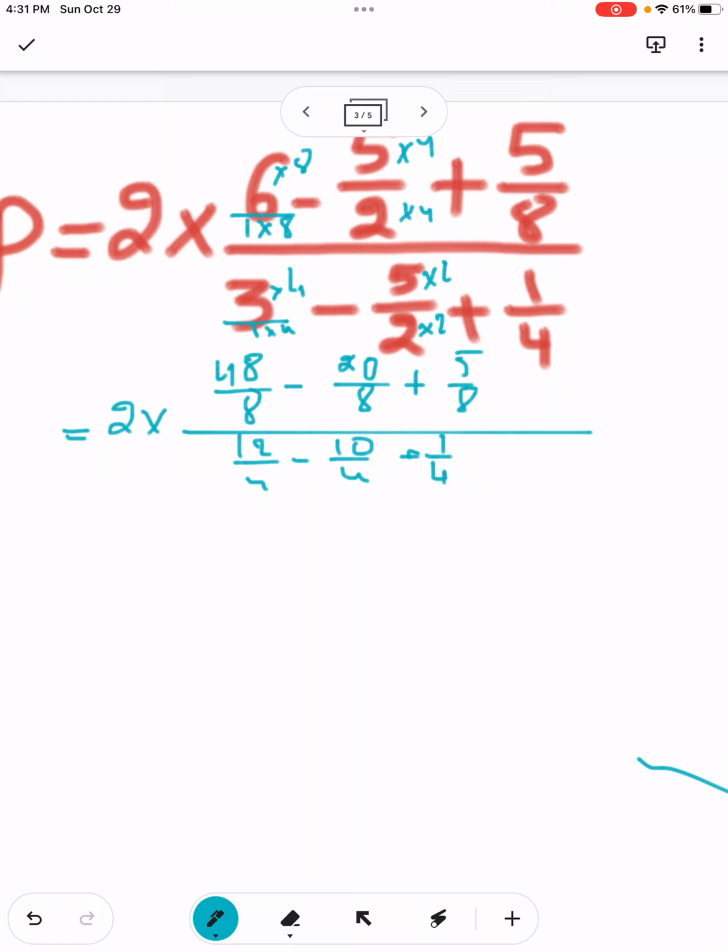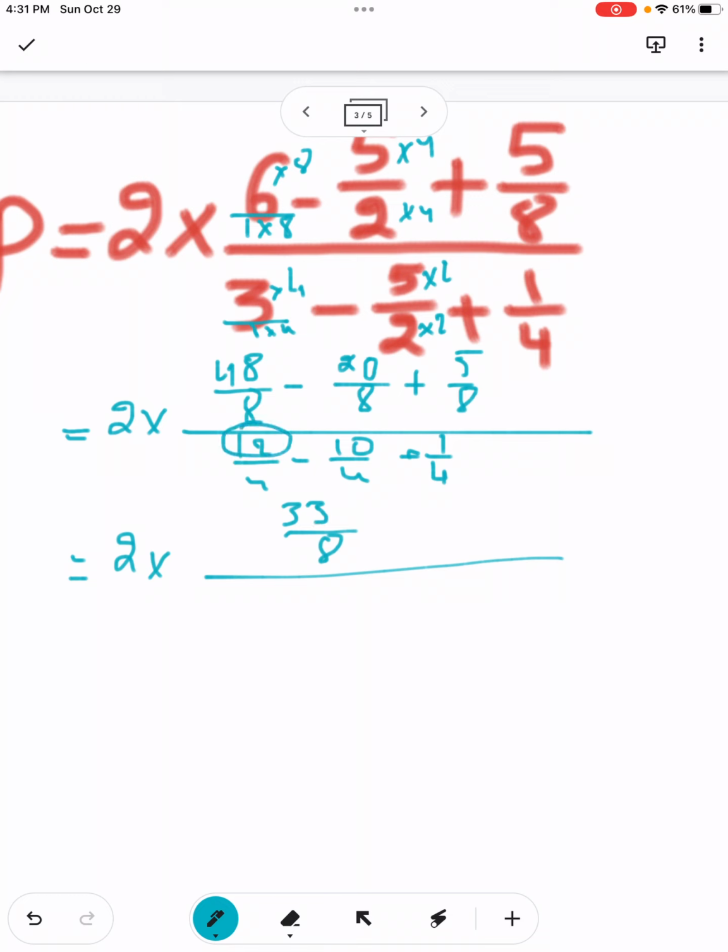Now equals 2 times. Here I have the same denominator. So it's 8. 48 minus 20, it's 28. And 28 plus 5, it's 33.